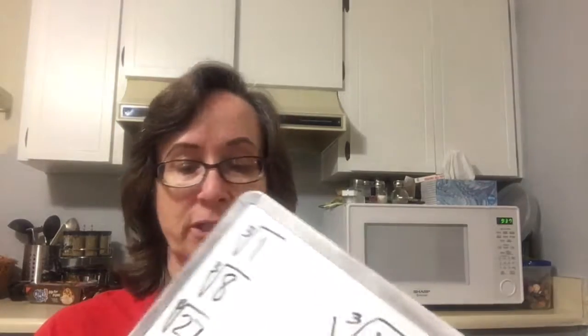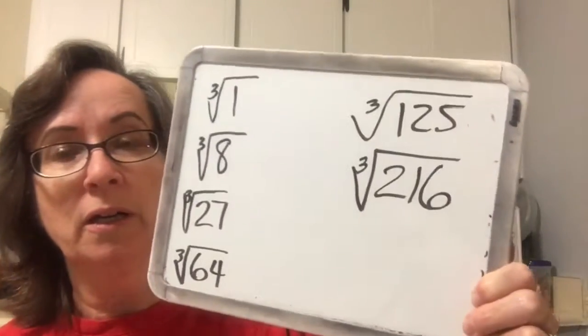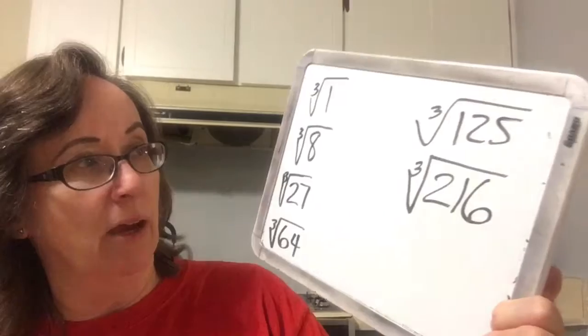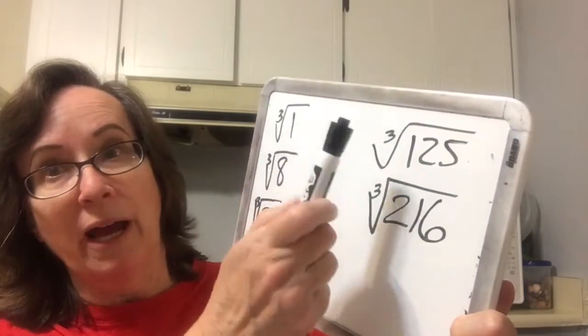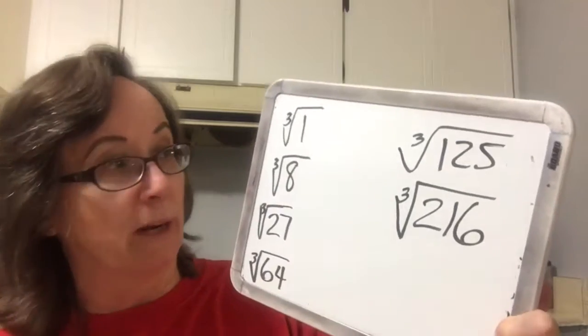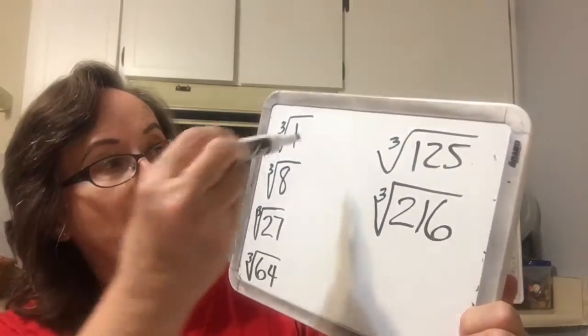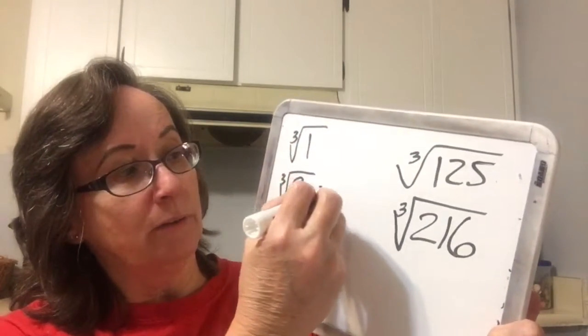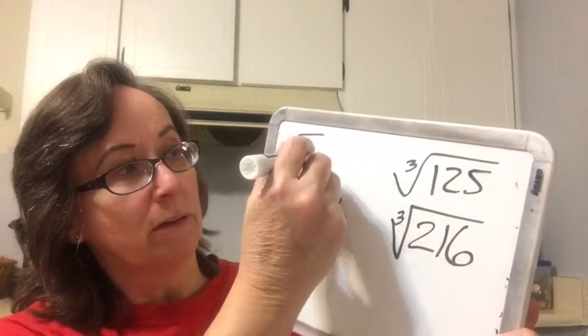So the first thing we're going to do is just review the roots that we should know. Since 1 cubed is 1, the cubic root of 1 is also 1. Okay, the cubic root of 8 is 2. These are things that we should know.